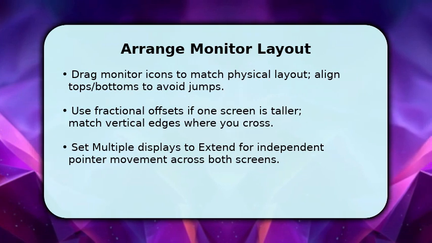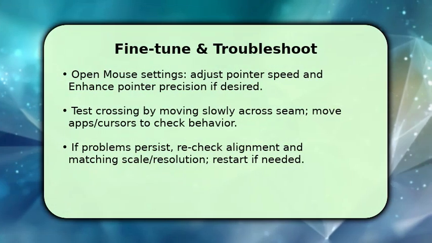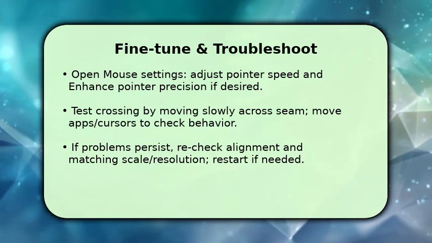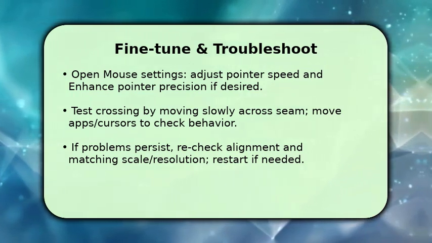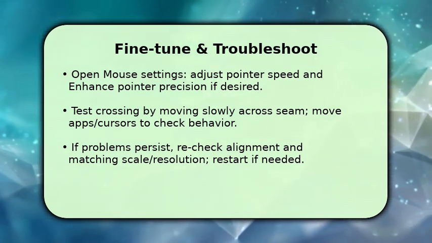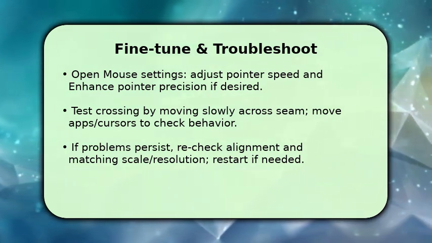both screens. You finish by polishing pointer speed in mouse settings so motion feels natural between screens. Lower speed for long spans, raise for close monitors. Test crossing slowly and with an app window straddling both displays to confirm smooth movement.